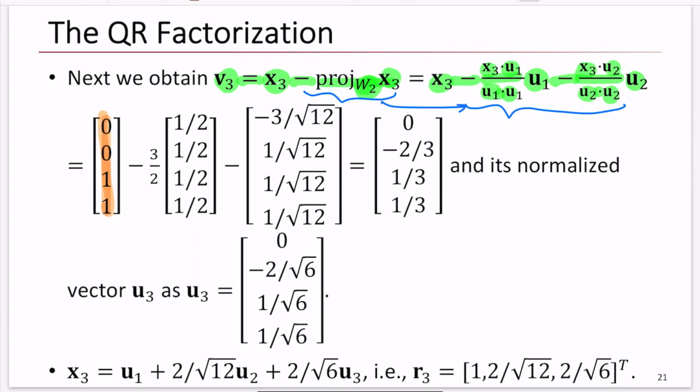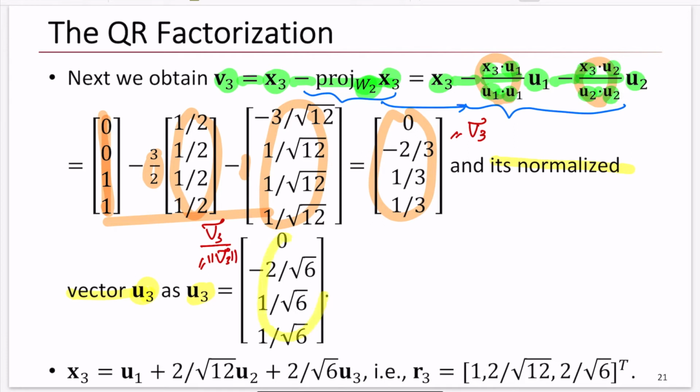So it looks like this, right? This is x1, x3. This is 3 over 2 times u1. This one is going to be maybe 1, and this is the u2, right? u2. Then it's going to look like this. So this is the vector v3. Then the normalized vector u3 is going to be v3 over the length of v3. Then it becomes like this.